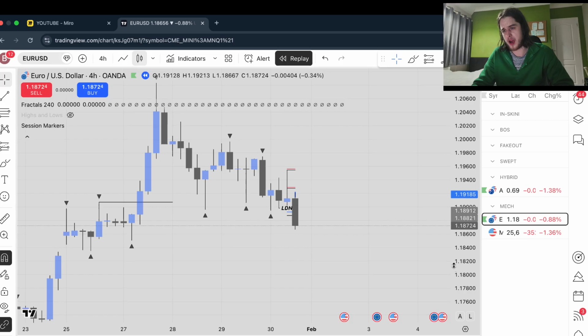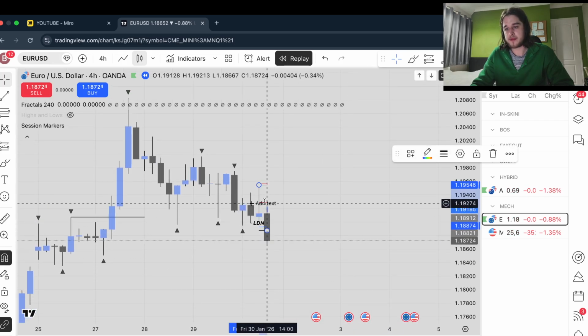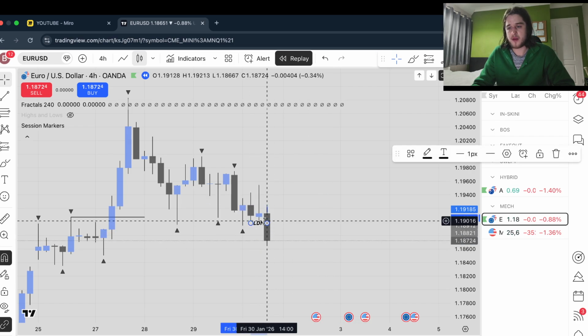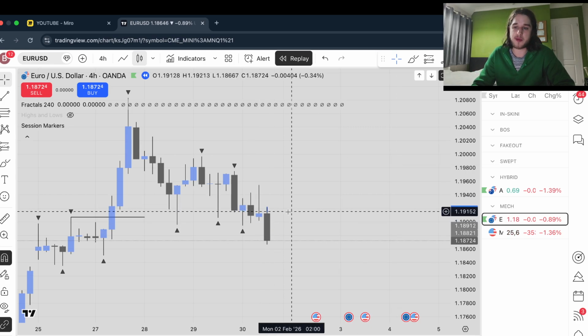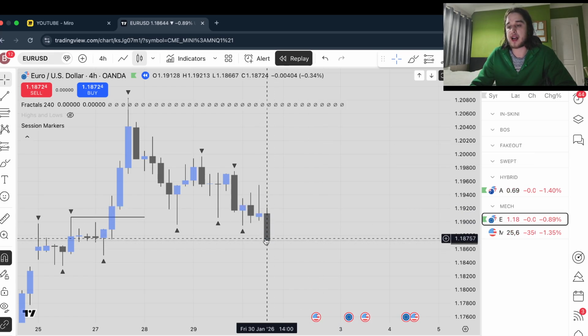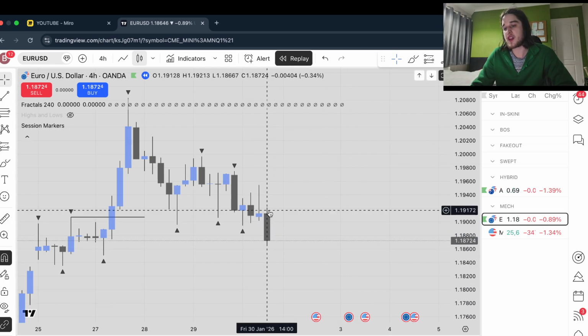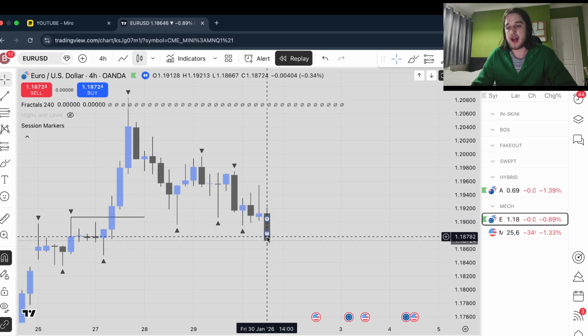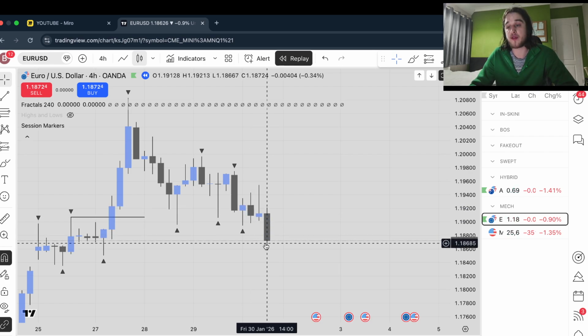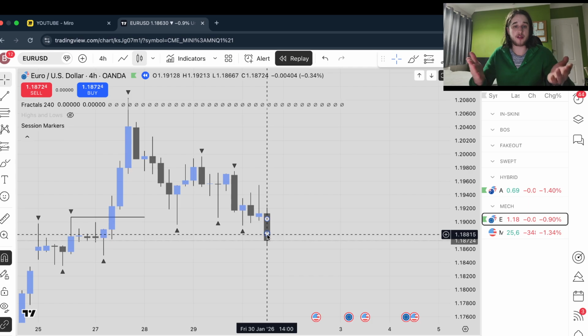Now, right here, you might be wondering, Nez, but isn't there a BOS here? Well, in this situation, when we're back testing, which is on the replay mode like I'm doing now, we are not taking the current candle that's forming. So in this situation here, this candle, when we're back testing, has just instantly been put in on the chart. But if we were watching this live, this candle here would still be forming. So we don't count that as a break of structure until the candle is fully closed.